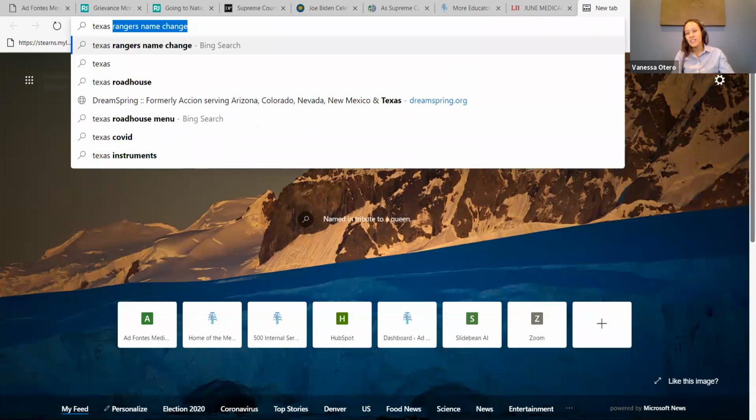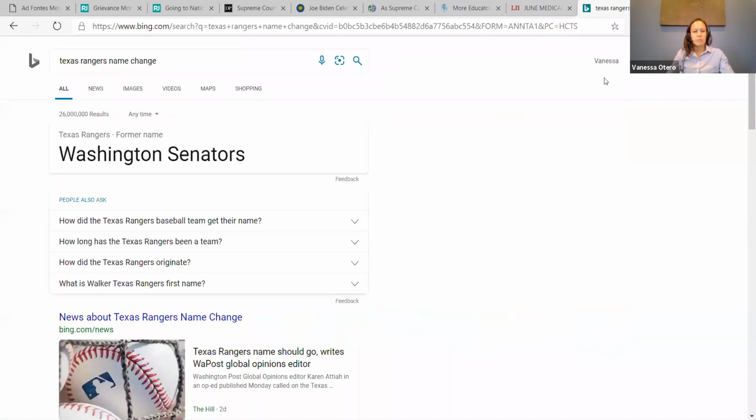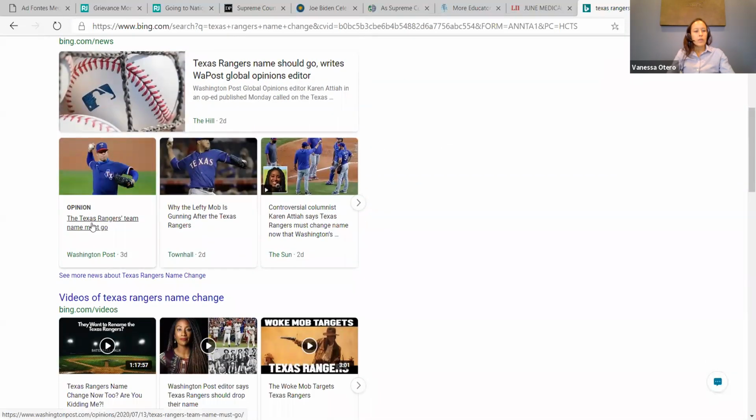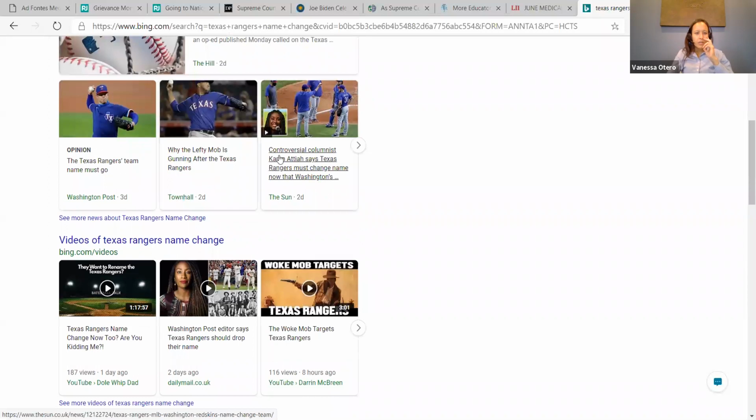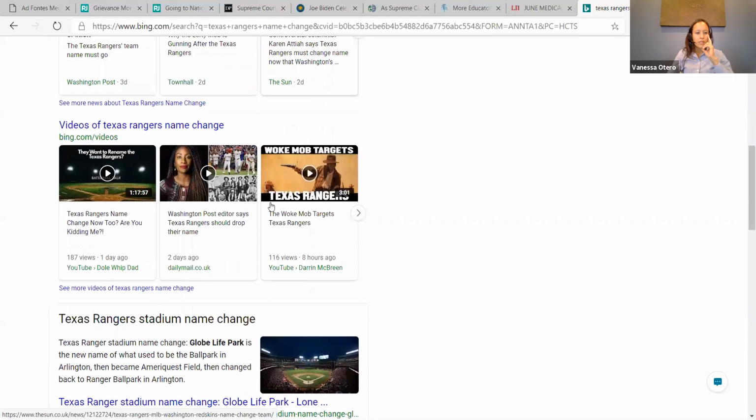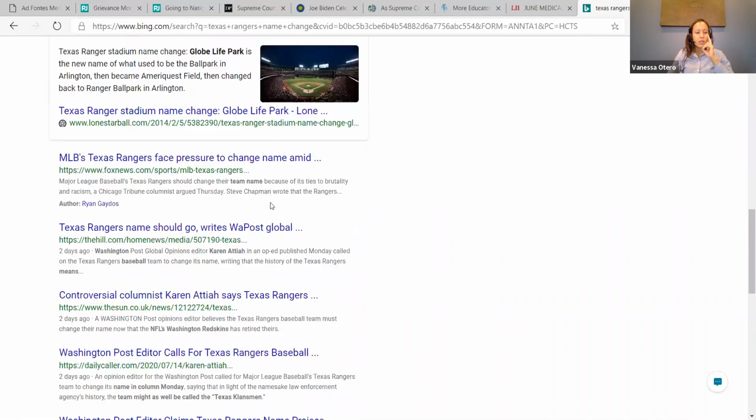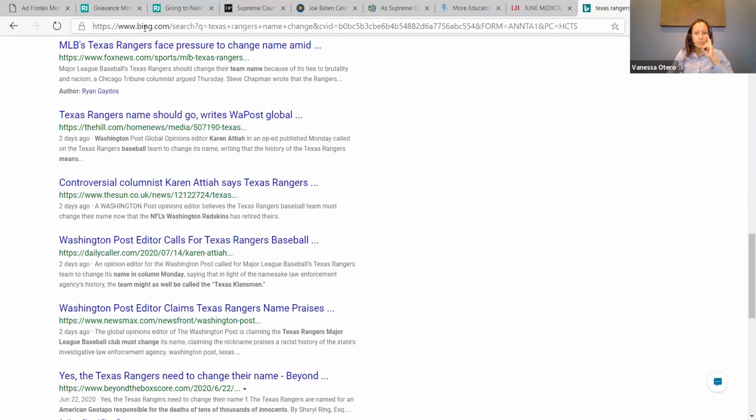Texas Rangers name change. I already Googled it. I mean, I binged it, I guess. News. Opinion: the Texas Rangers team name must go. This is from the Washington Post. Why the lefty mob is gunning after the Texas Rangers, Townhall. Controversial columnist Karen Tia says Texas Rangers must change name, from the Sun. So there are additional articles about this, and you can see those results. The Bing search engine will give you this kind of stuff.